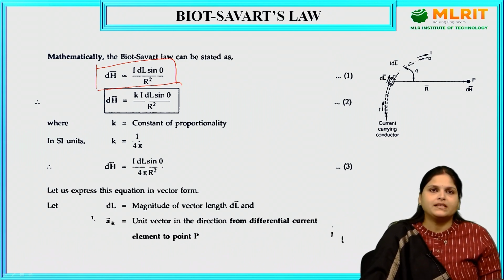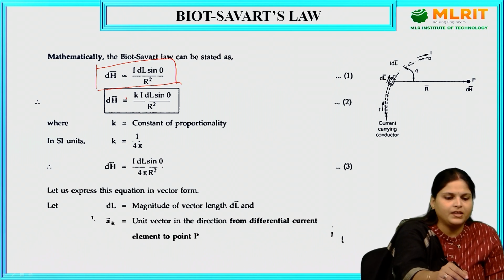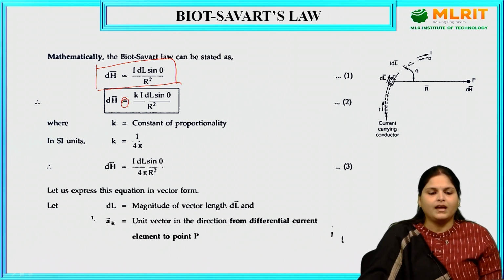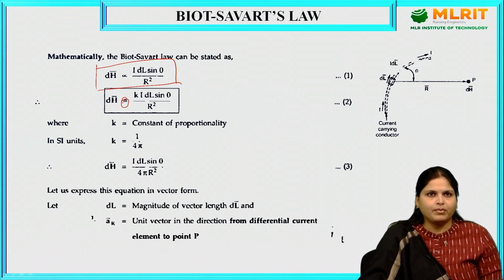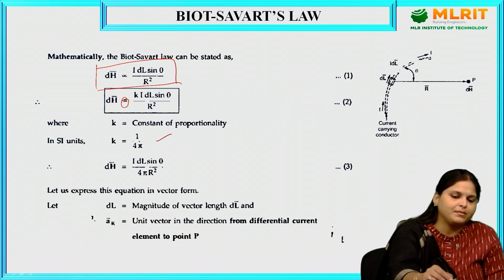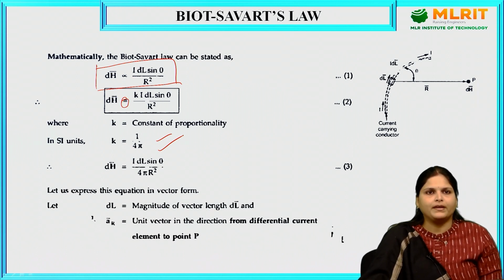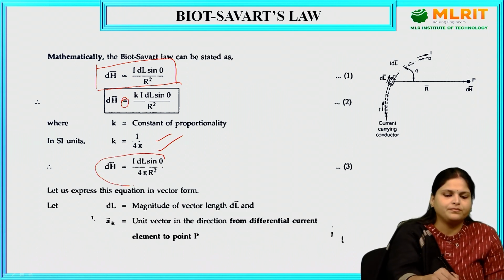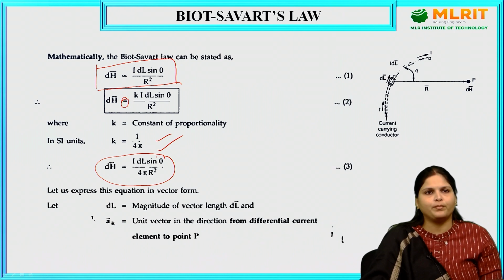The proportionality sign can be replaced by an equal sign, and we can write K in place of it. This formula becomes dH is equal to K I dl sine theta upon r square, where K is the proportionality constant and its value is 1 upon 4 pi. Now this formula becomes I dl sine theta upon 4 pi r square.